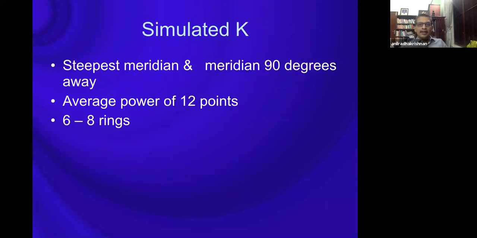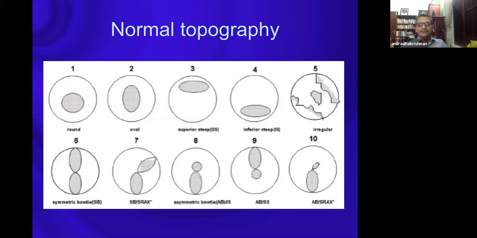Then simulated K readings, this is just like your K1, K2 in keratometry. Basically, it looks at data between the 6th and 8th ring. So the average power of 12 points is taken into consideration. This gives data at around 2.5 millimeters from the center of the cornea.